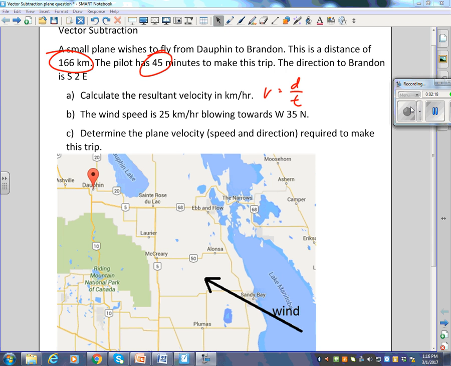Okay, so have you got that figured out? Have you got that resultant velocity figured out? Because it's just a few keystrokes, it doesn't take you long, right? So first of all, you got to convert that 45 minutes to hours. How many people put 0.45? It's 0.75. 3/4. 45 divided by 60 is 0.75 hours.